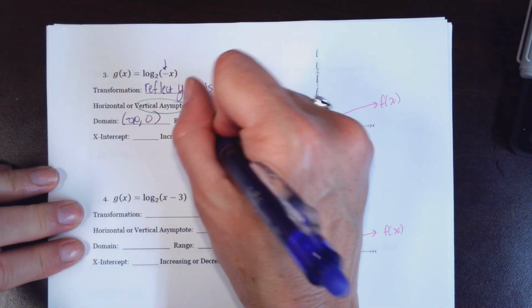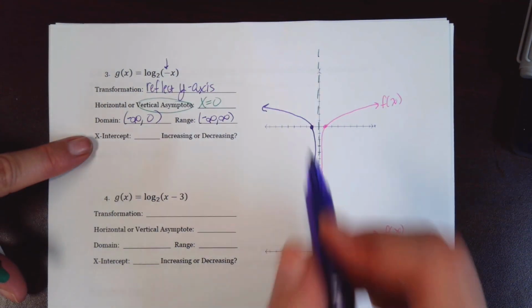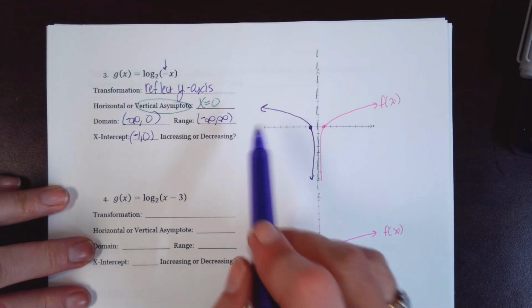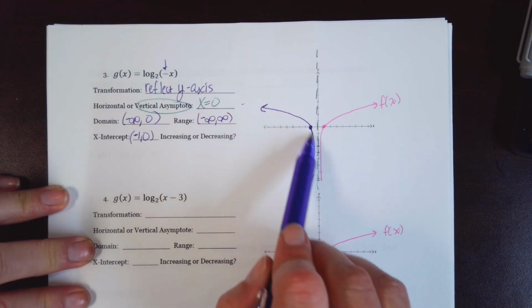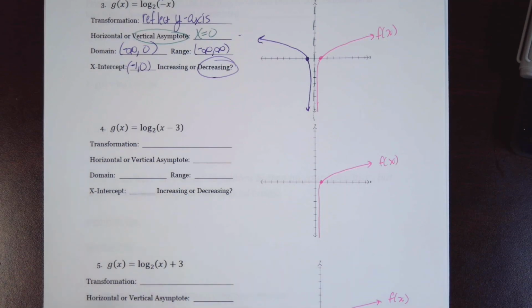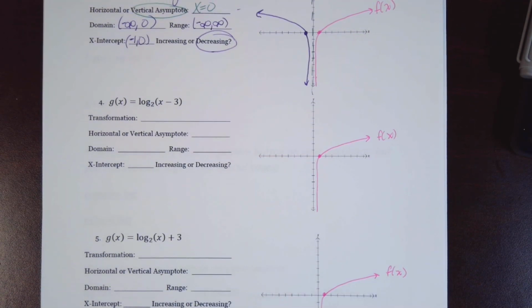My range, anything that starts all real numbers, stays all real numbers, that will never change. My x-intercept changed. Now it's negative 1, 0. This function, if I travel from left to right, is a decreasing function. All right, number 4. Now, number 4 and 5, I really want you to pause the video, try it on your own, and then come back to see what I've done.